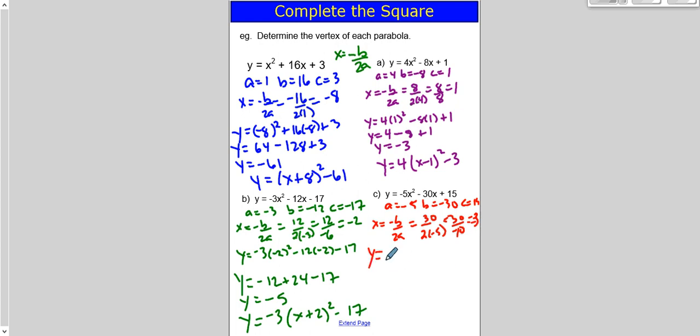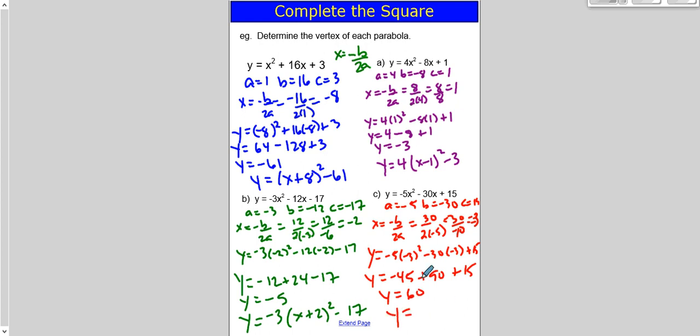So now I'm going to go back into my equation, and wherever there is an x, I'm going to put in a negative 3. And we get negative 3 squared is 9, and 9 times negative 5 is negative 45. Negative 30 times negative 3 is a positive 90, plus 15. Negative 45 plus 90 is going to be 45. 45 plus 15 is going to be 60.